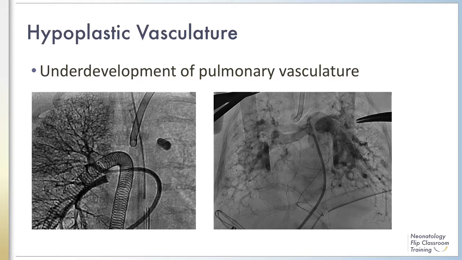This is most often seen in the setting of pulmonary hypoplasia, as may be found in patients with space-occupying lesions of the lung, like congenital diaphragmatic hernia and large congenital pulmonary airway malformations. In these catheterization images, you can see the difference between a well-developed pulmonary vascular bed on the left and a hypoplastic, maldeveloped pulmonary vascular bed on the right.